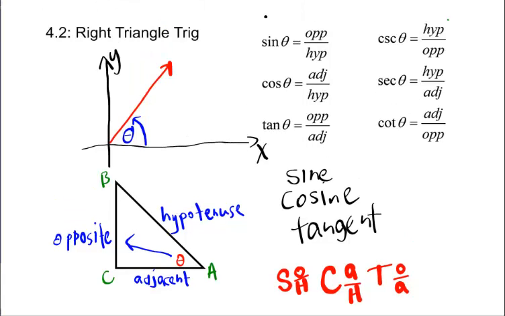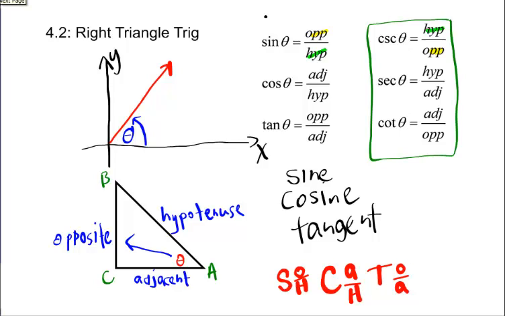These are reciprocals. Notice the opposite goes from the top of the fraction here to the bottom of the fraction here. These are reciprocals. And that's the easiest way to remember them. And so the reciprocal of the sine is the cosecant. The reciprocal of the cosine is the secant, and the reciprocal of the tangent is the cotangent. So these are your basic right triangle sets.